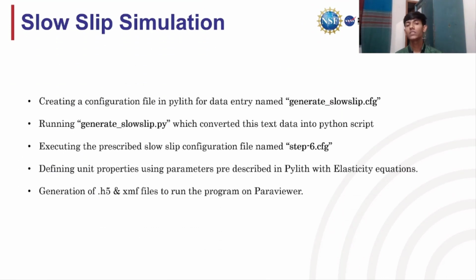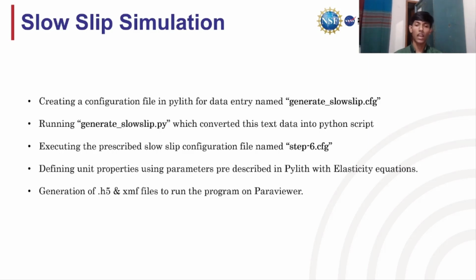For the slow slip simulation, we first had to generate a configuration file to enter our data. Then we had to run our configuration file using a Python script and convert our configuration text data into another Python script. And then we executed a prescribed slow slip configuration file named step6 config file, which was prescribed in PyLith. And then we had to define the properties for the parameters prescribed in PyLith, which in turn generated 13 files with extensions .h5 and XML.